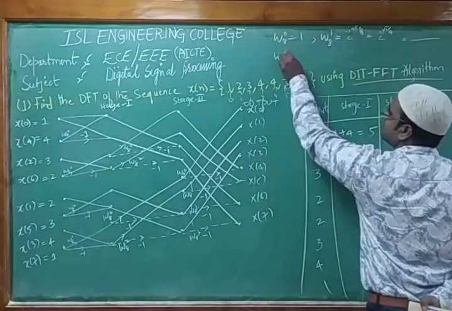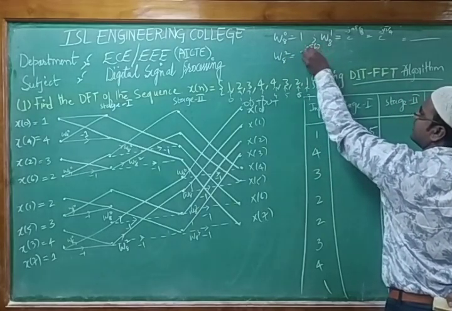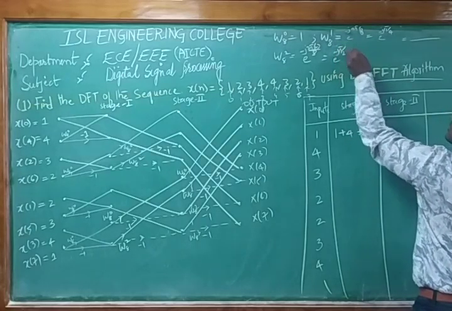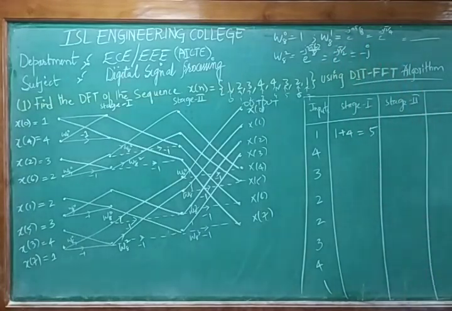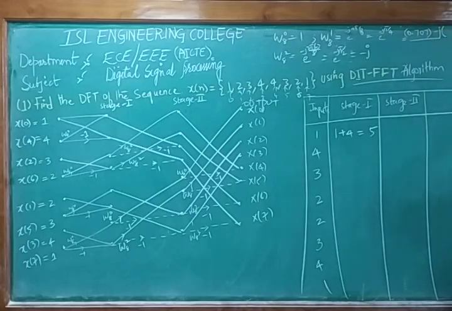Omega 8 power 2. So what is omega 8 power 2? e power minus j 2 pi into 2 by 8, that is e power minus j pi by 2, which is nothing but minus j. So e power minus j theta is cos theta minus j sin theta. Cos pi by 4 is 1 by root 2, that is 0.707, minus j sin pi by 4. What is the sin pi by 4 value? It is also 0.707. So these two values we wrote.